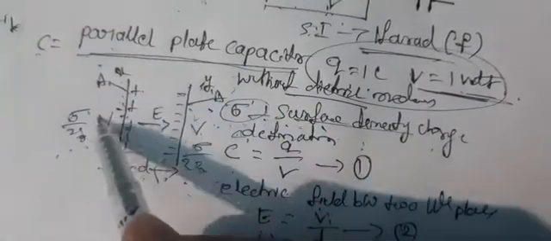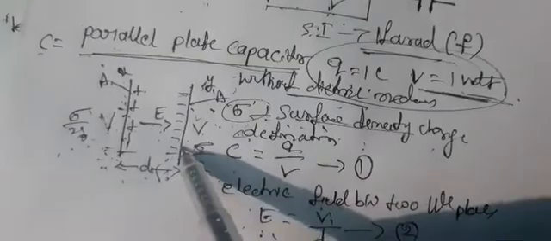The area of each conductor is A, and sigma is the surface charge density. Small d is the distance between the two metal plates. That is the explanation part of a parallel plate capacitor.